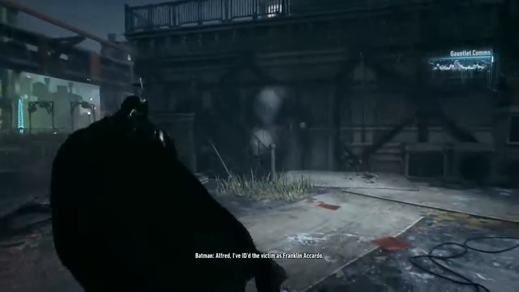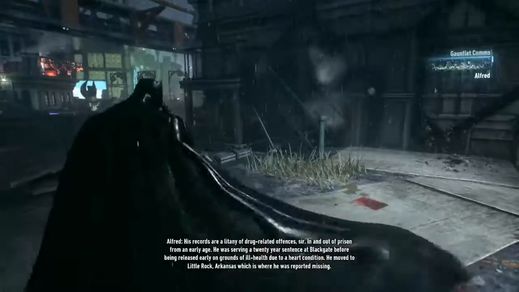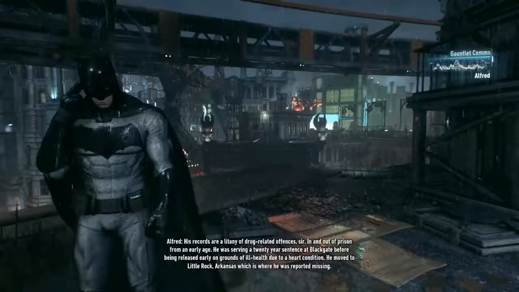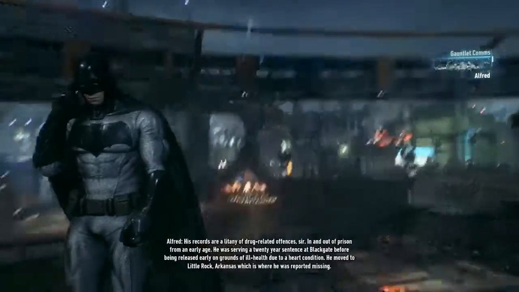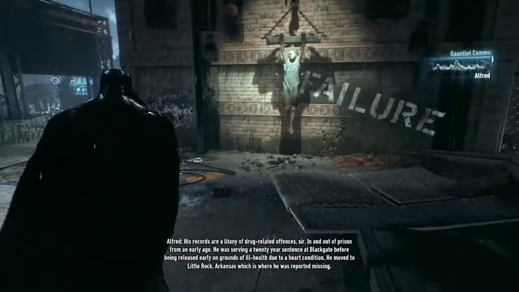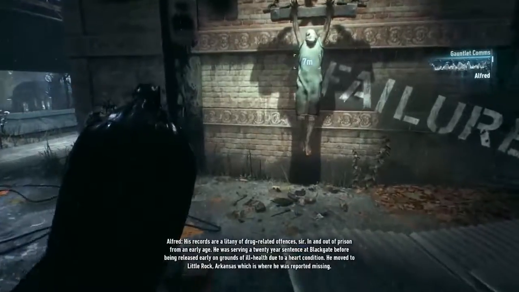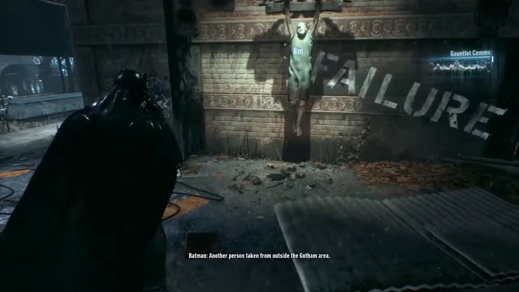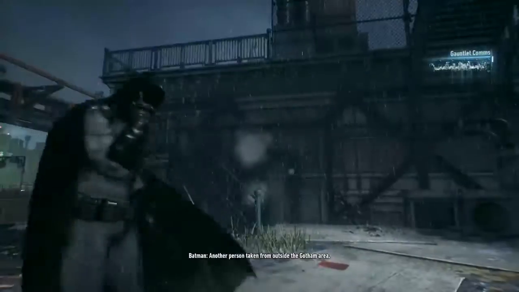Alfred, I've ID'd the victim as Franklin Accardo. His records are a litany of drug-related offenses, sir. In and out of prison from an early age. He was serving a 20-year sentence at Blackgate before being released early on grounds of ill health due to a heart condition. He moved to Little Rock, Arkansas, which is where he was reported missing. Another person taken from outside the Gotham area.